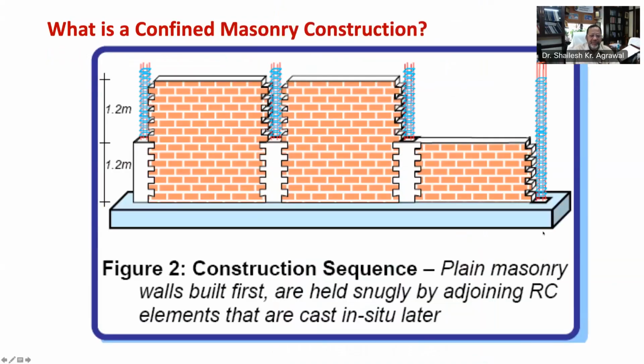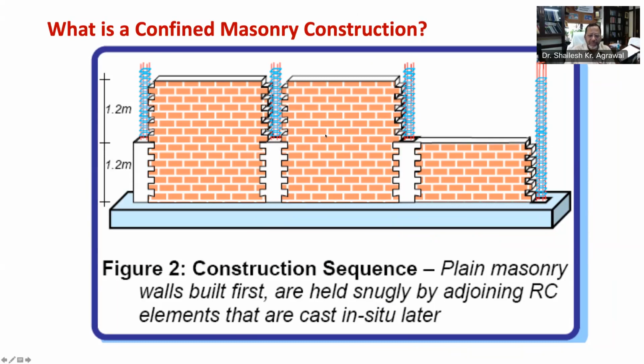Now let's understand the construction sequence of confined masonry. As you can see in figure 2, in the construction of a confined masonry building with RCC confining elements in walls, masonry walls are made in small panels, each of which is confined on all four sides by vertical and horizontal RCC elements. Concrete is poured in these vertical and horizontal confining elements after walls are built. These confining elements hold the masonry in place and improve the integrity of the house during seismic shaking.